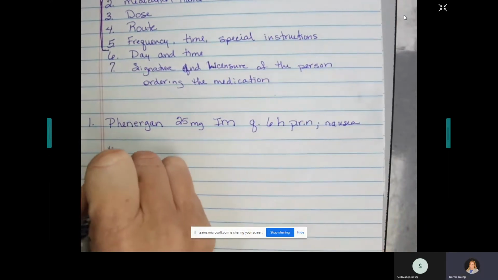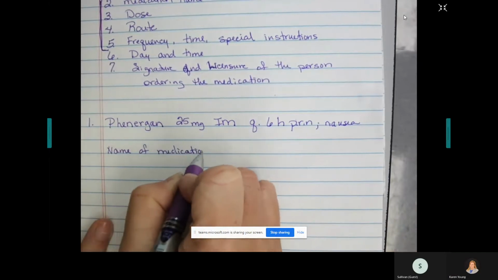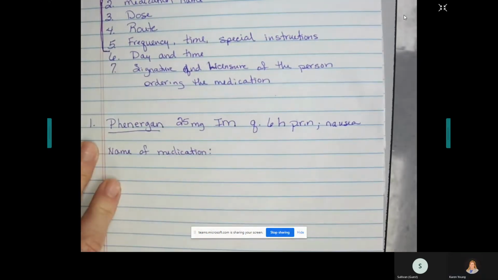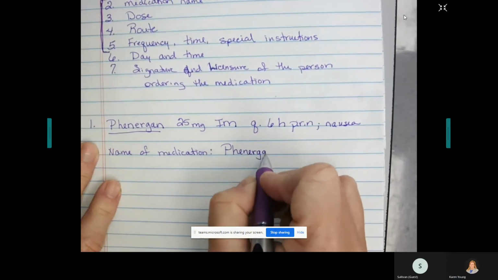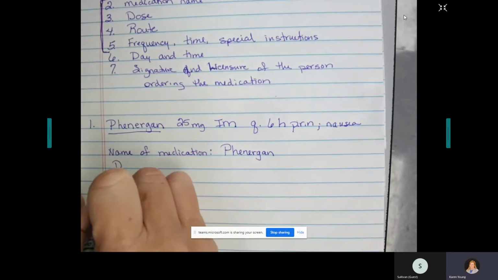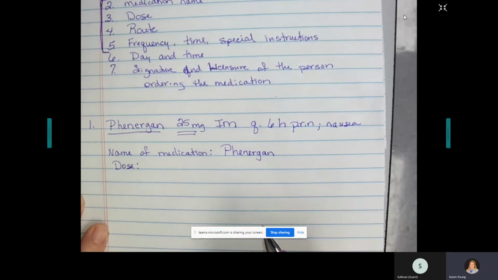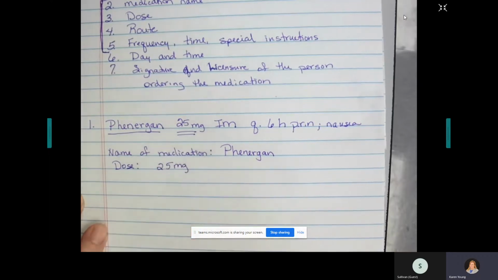We need to know that the name of the medication is a Finnegan, and it's usually the first thing that's written. Okay? Then I have to know the dose. The dose will either be in milligrams, micrograms, milliequivalents, grams, or something along those lines. So in this case, my dose is 25 milligrams. Do I need to enlarge it? Zoom it in a little bit.